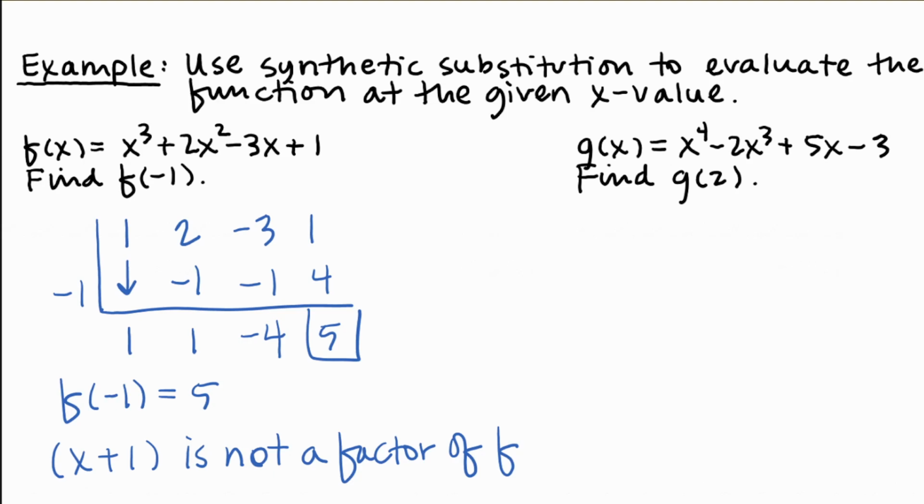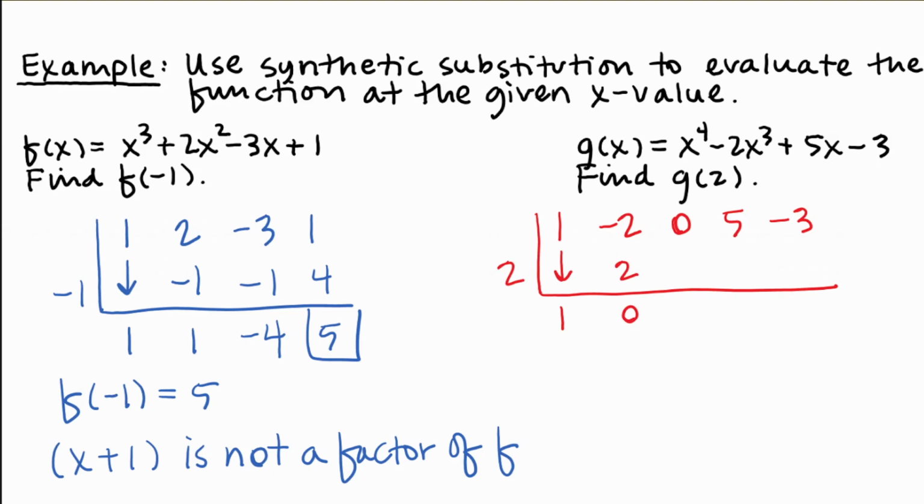And then if I was going to do this one, I've got 1x to the 4, -2x to the 3. Okay, I've got no x squared, so I need to put in that 0 for a placeholder. Positive 5x and -3. I'm going to run 2 through here. Okay, drop down the first number, multiply, add. Multiply, add, multiply, add. Oh, okay. And add again, and I'm going to get 7.